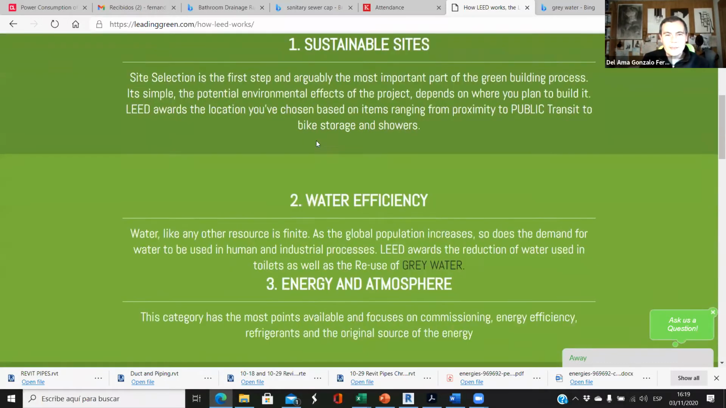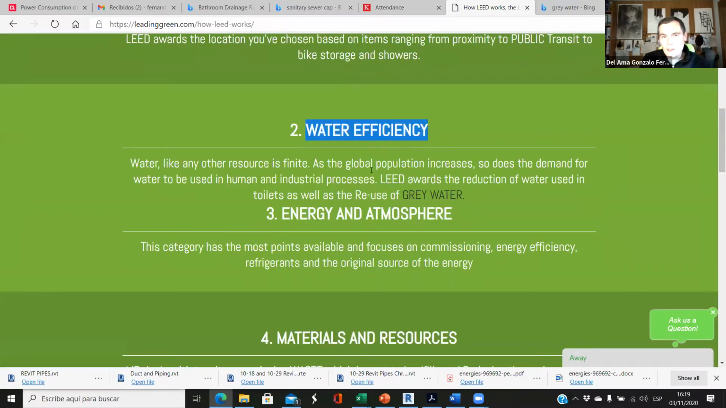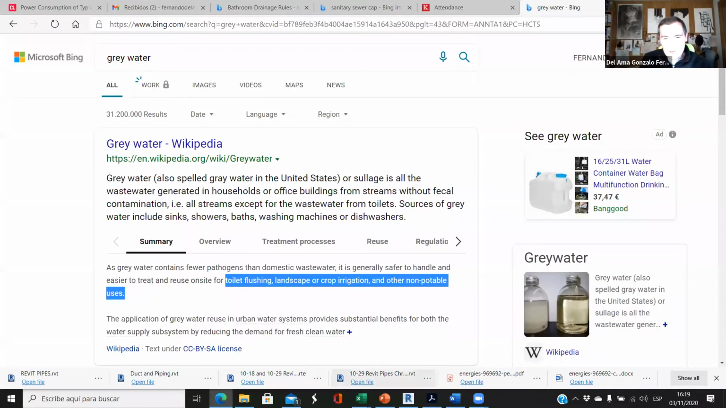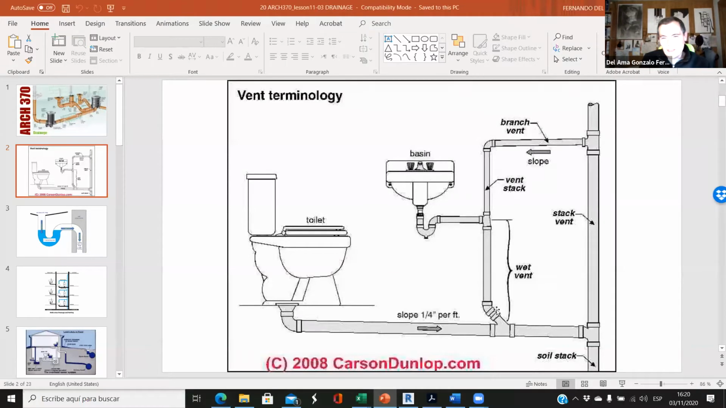Okay, so this is LEED, but as you can see, there are points in water efficiency. These points are about the reuse of gray water. And that means that we have to separate it. So this is not a good option. This is not a good design option because we are connecting everything. The water that comes from this basin ends up in this soil stack that comes from the toilet. I wouldn't do that. And we are not going to do that in our Revit file.